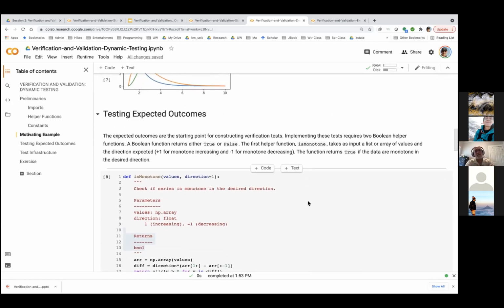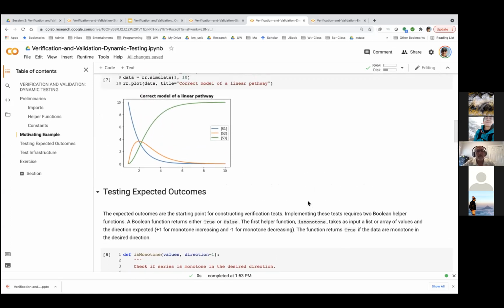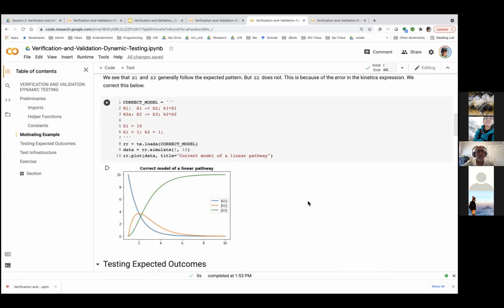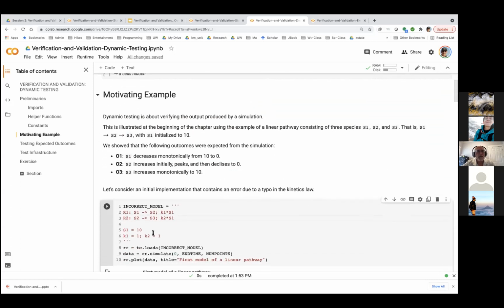Well, the approach I'm going to suggest here is drawn very much from the experience in the software industry, and this idea of unit testing. Basically, we're going to put into code the tests that we had before. Remember up here, we had 3 outcomes that we were interested in. S1 decreases monotonically, S2 increases monotonically, and S2 initially peaks and then declines.